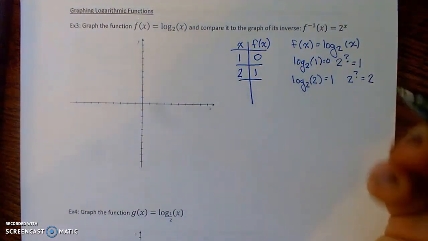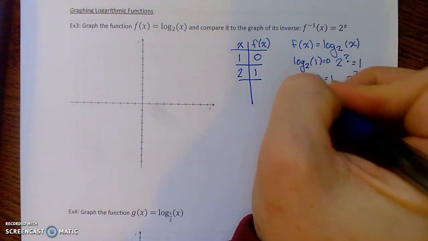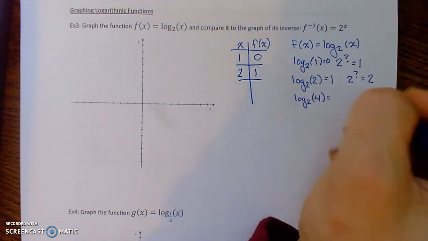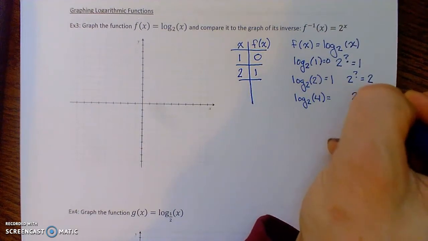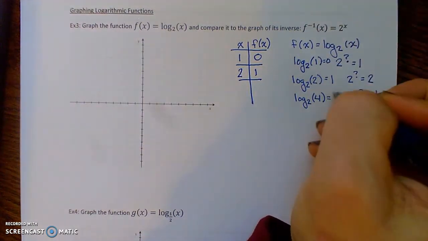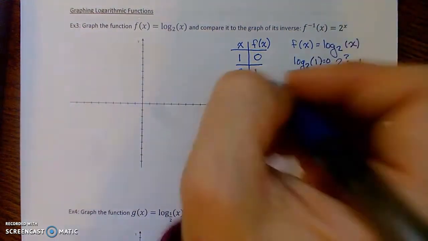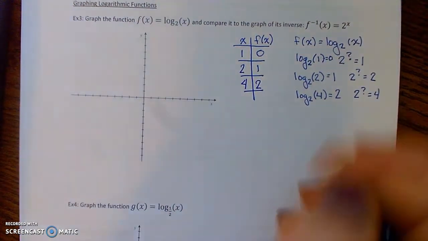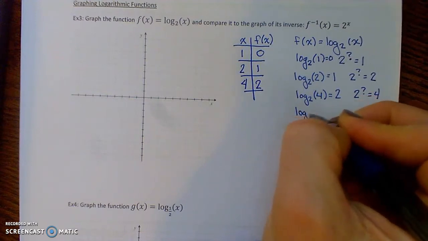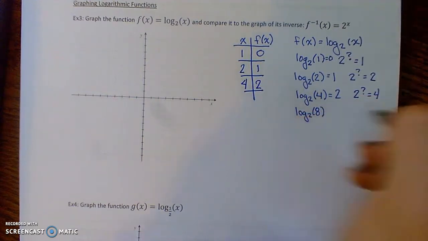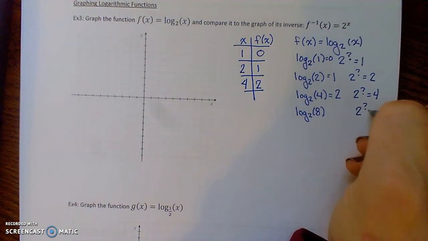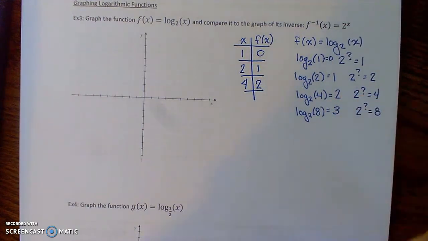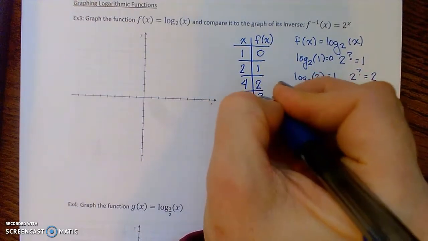Let's plug in another power of 2. Say log base 2 of 4. This is like asking 2 to the what power is 4. So that power would have to be 2. So plug in 4, get out 2. Let's just do one more. Log base 2 of 8 is like asking 2 to what power equals 8. That power, the exponent, would have to be 3. So plug in 8, we get out 3.